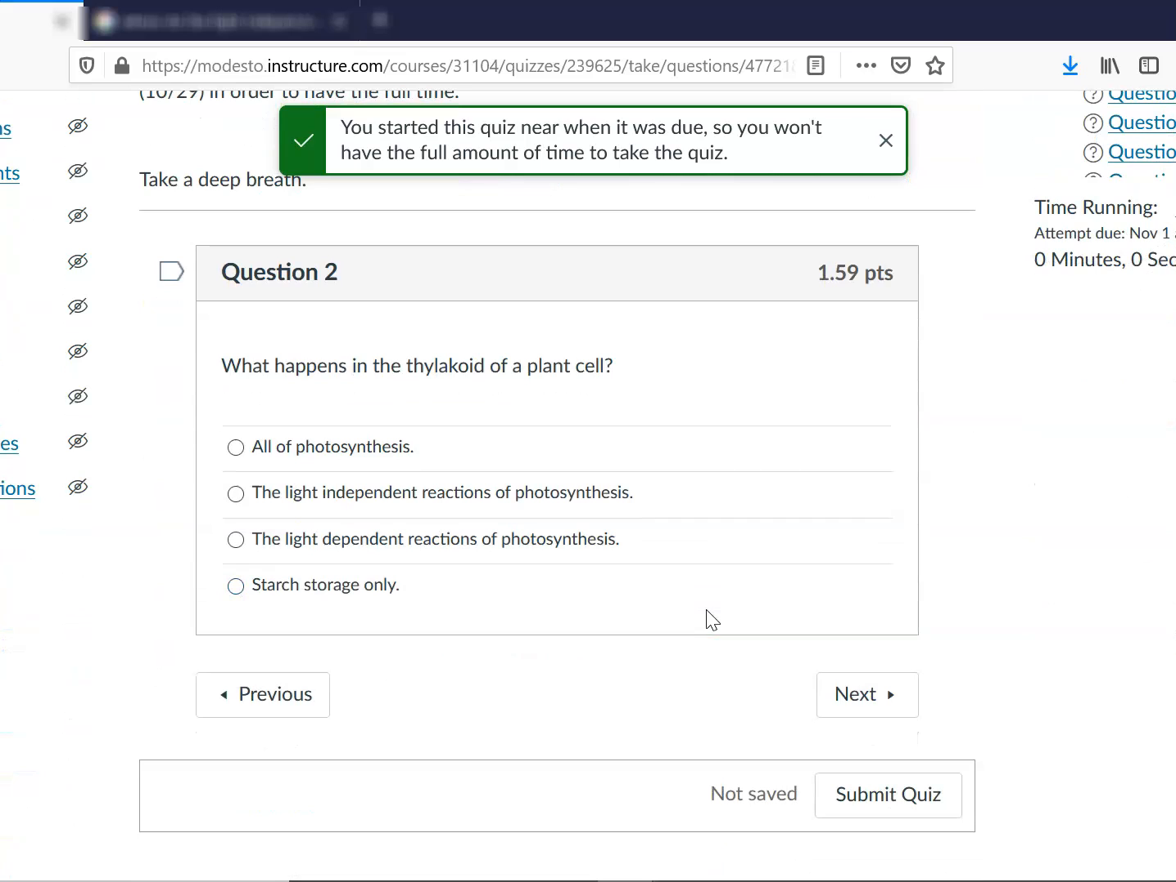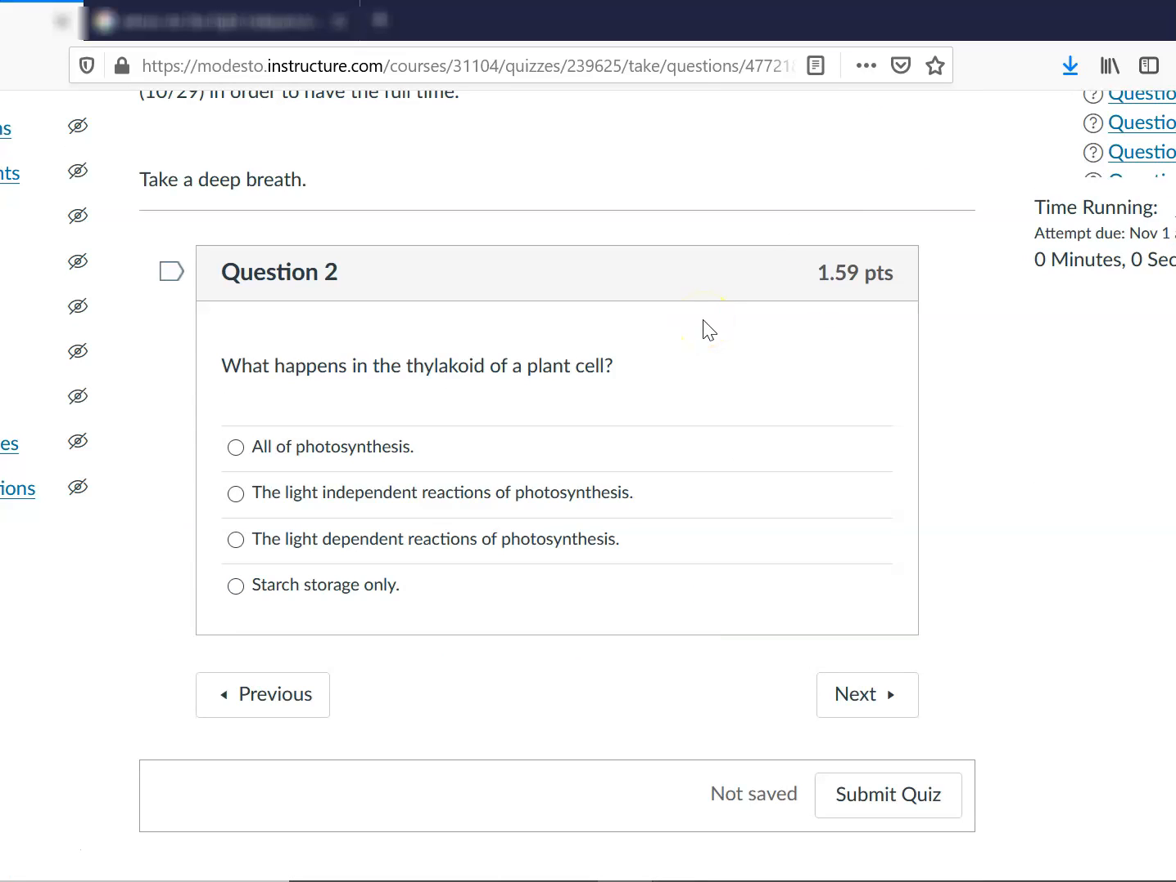What happens in the thylakoid of a cell? Ooh, this is a mean question. Yeah, I apologize. So what happens in the thylakoid of a plant cell is the light-dependent reactions. The light-independent reactions are actually taking place in the stroma. So remember, you have the chloroplast, and then inside the chloroplast, everything that's not a thylakoid is called the stroma. And then you have those grana, which are stacks of thylakoids. But yes, the answer to this question is the light-dependent reactions of photosynthesis. This is a nonsense answer. These two are somewhat plausible, but the answer is just light-dependent reactions.